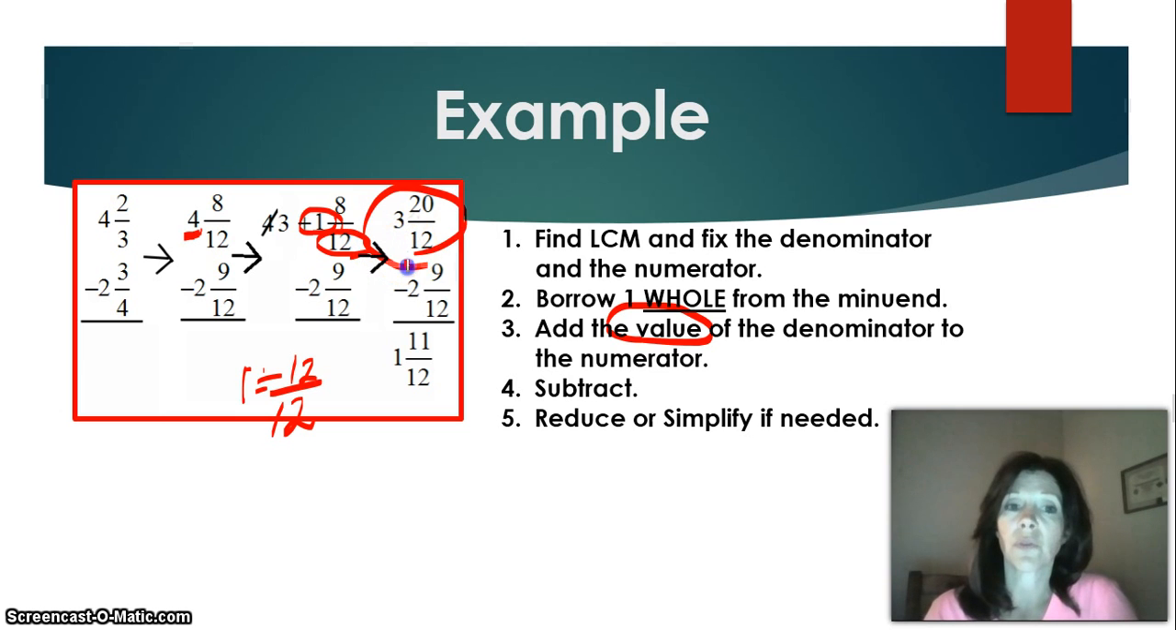So 3 and 20 twelfths is the same as 3 plus 1 and 8 twelfths. So then you can now subtract 3 and 20 twelfths minus 2 and 9 twelfths to come up with your final answer. So those are the steps. Now I'll do a problem with you, and we'll see how well you understand it.